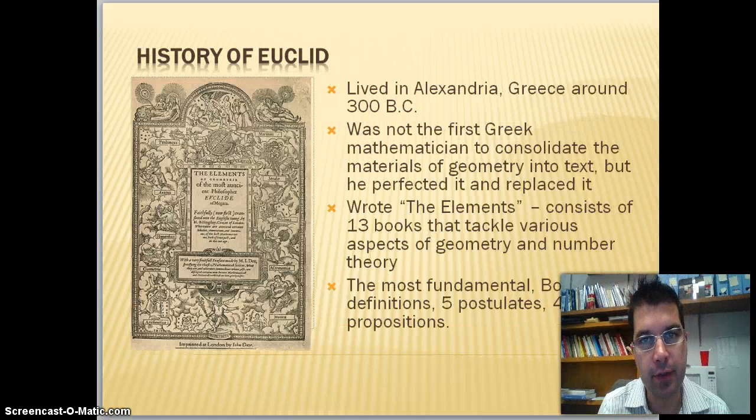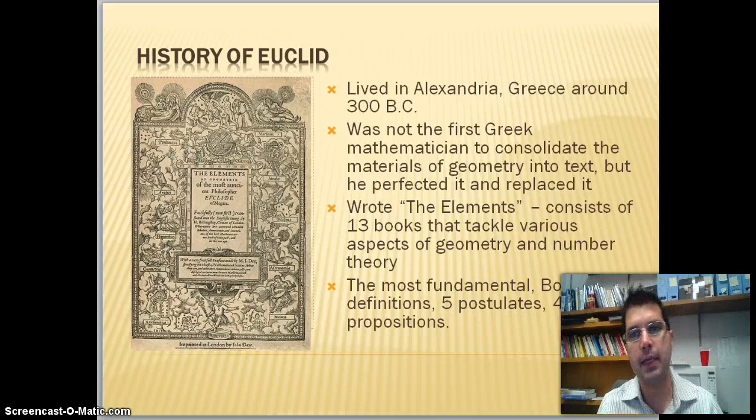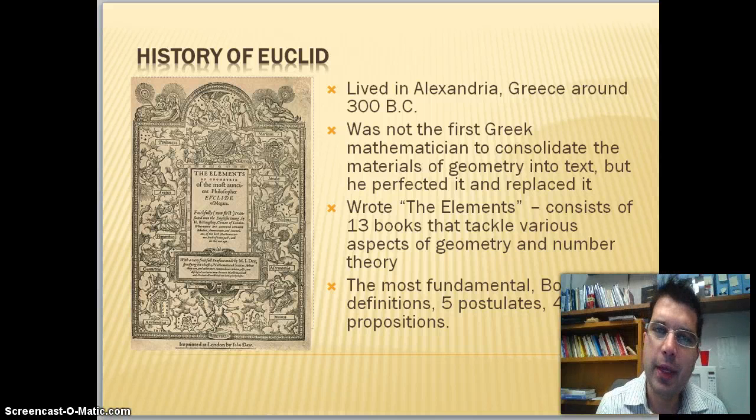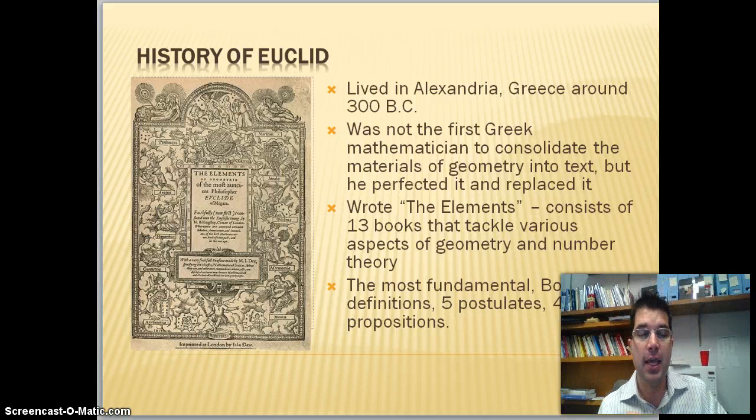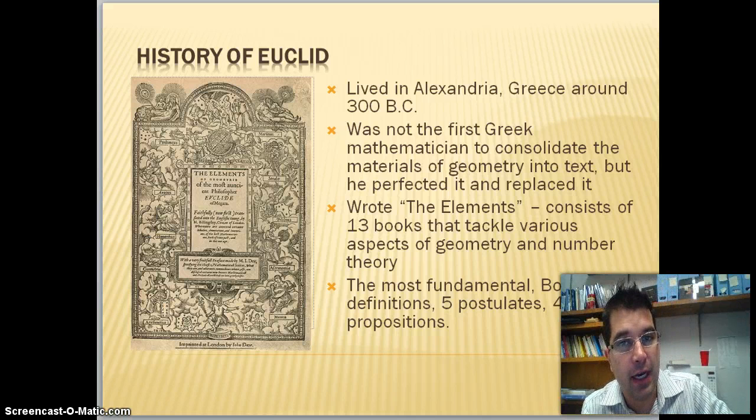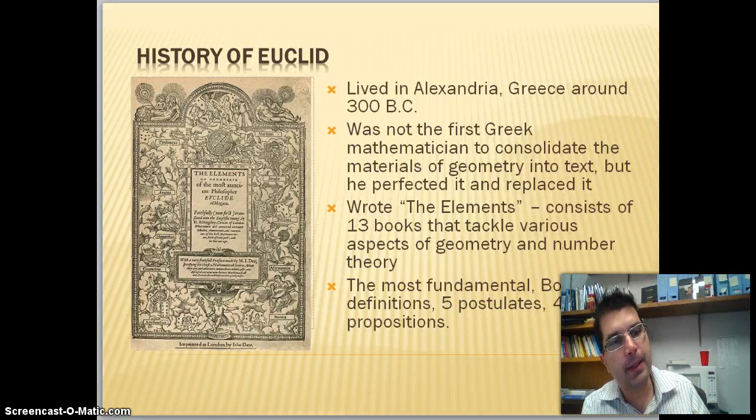A little bit of history here. Euclid lived in Alexandria, Greece, around 300 years before Christ. He was not the first Greek mathematician to consolidate materials of geometry into text, but he was so important. He actually put all of them together, so he is really famous for this material that he did, but he was not the first one.